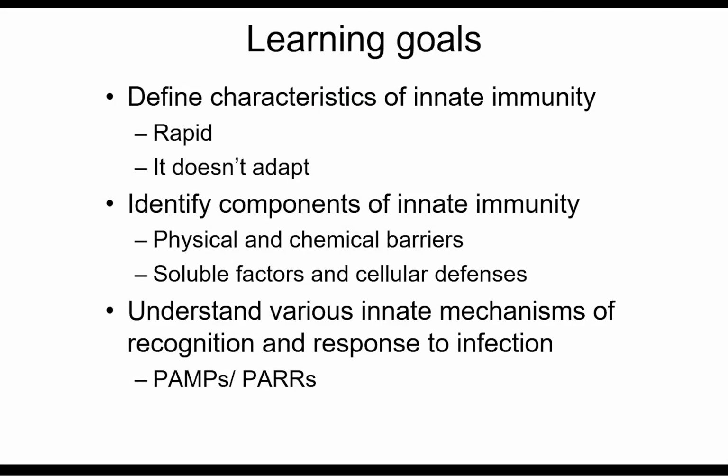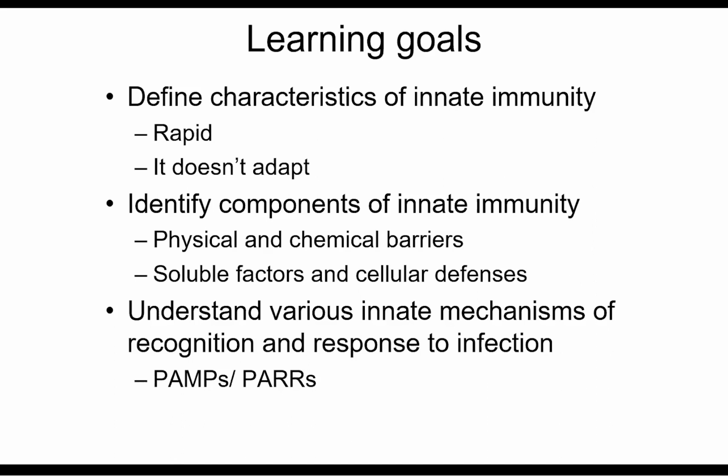So today we defined some characteristics of innate immunity, the fact that it's rapid acting, it's our first line of defense, and it doesn't adapt. We looked at some of the components of innate immunity, such as the physical and chemical barriers, and also the soluble factors and cellular defenses that are used to neutralize infection. And then we talked about some of the recognition and response mechanisms to infection, such as PAMPs and PRRs, phagocytosis, and apoptosis triggered by natural killer cells.